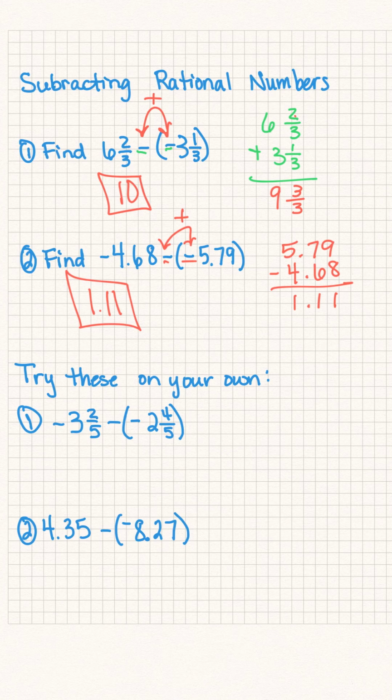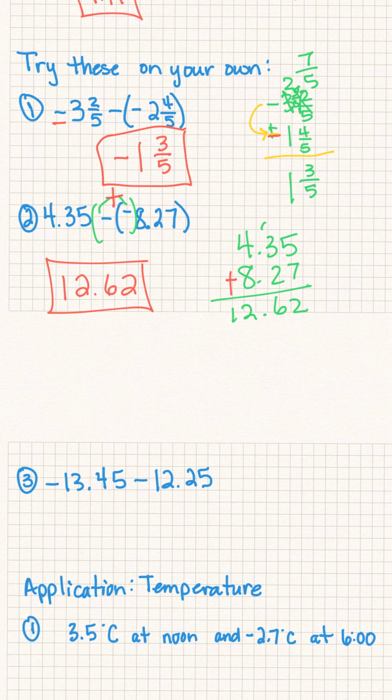So try these next 2 on your own and check back to see if you got the right answer. Sorry, there were actually 3. So let's see here. For the first one, you should have got negative 1 3/5. It really is that these 2 numbers here, when you add those together, turn into a positive. And the bigger number's a negative. 3 2/5 is bigger, so that means that the answer is going to be a negative.